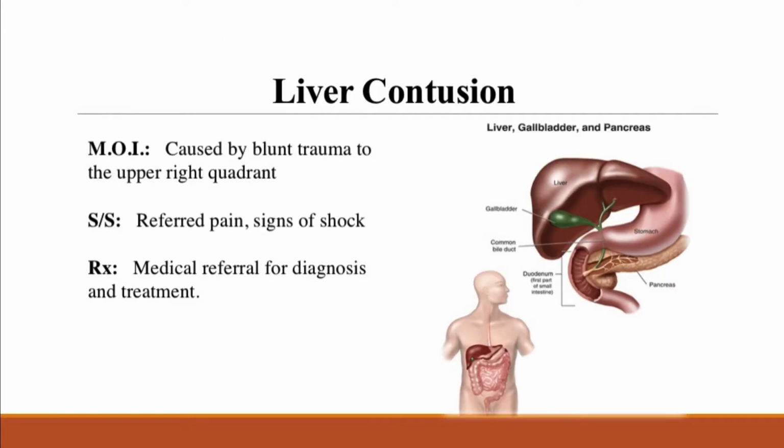Liver contusions are the second most frequently injured abdominal organ in sport. A blow to the right side of the rib cage causes this injury. The athlete will experience referred pain below the right scapula, in the right shoulder, and below the sternum. Shock will also be present due to possible hemorrhaging. Refer to the doctor immediately for diagnosis and treatment. Be aware that symptoms of liver contusion can be delayed.